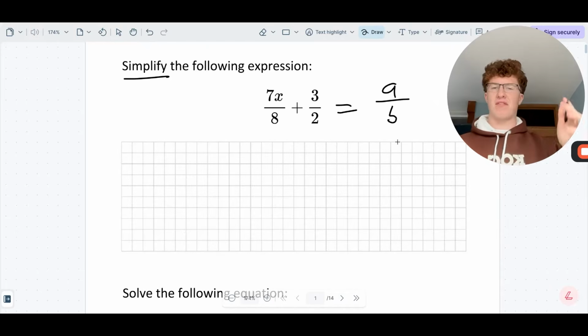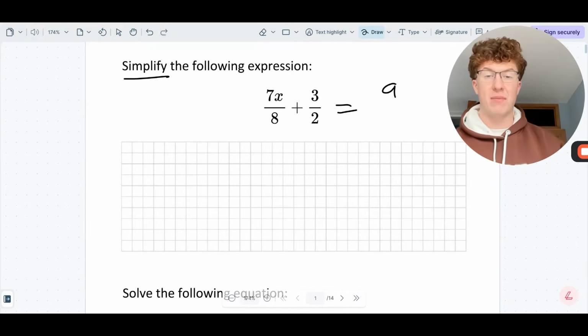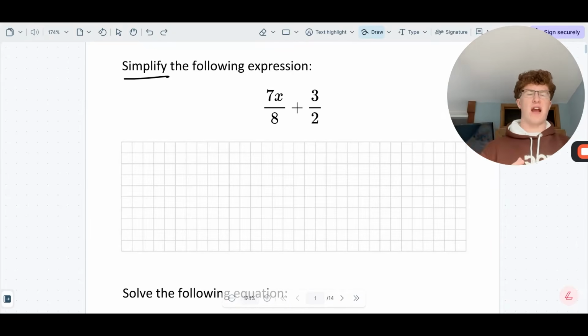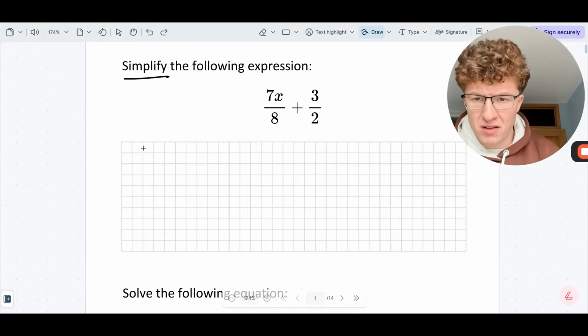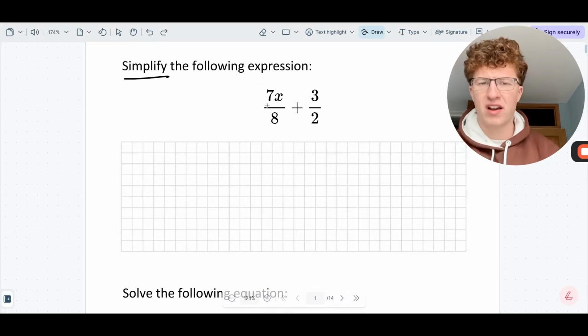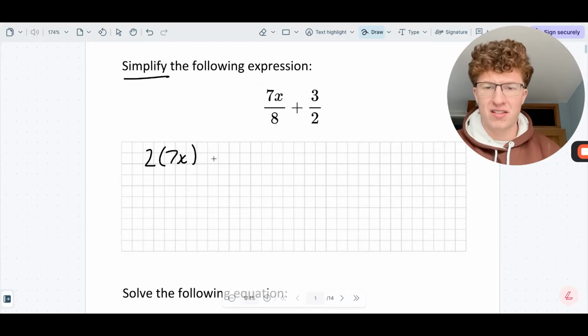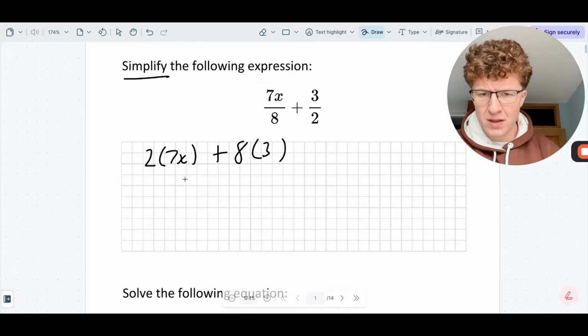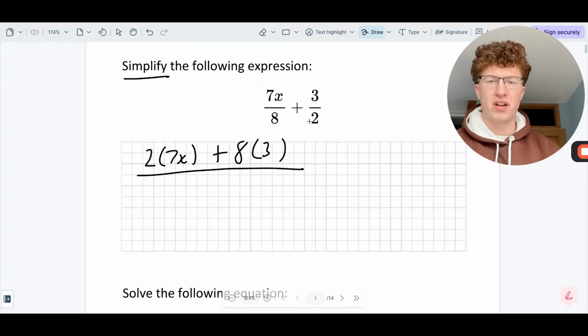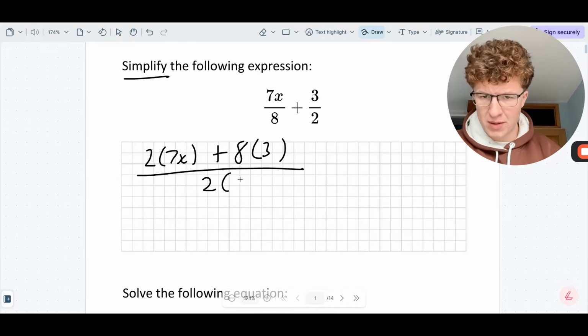where A and B are whatever, numbers, letters, whatever combination. Basically, we're getting another fraction. We're not solving for x. So what we're going to do is multiply the 2 across to the 7x, and we're going to get 2 times 7x, and the 8 across to the 3, so 8 times 3. Then for the denominator, bottoms, multiply these two, 2 times 8.